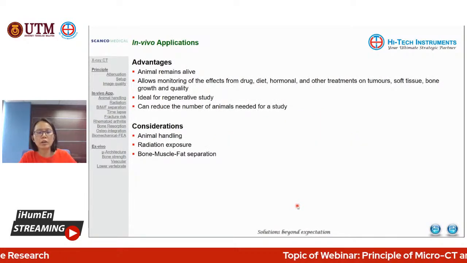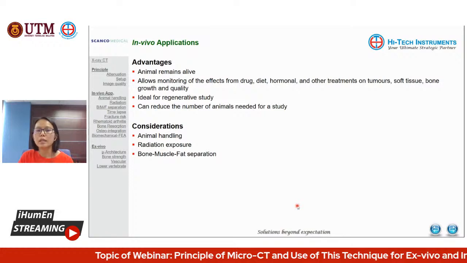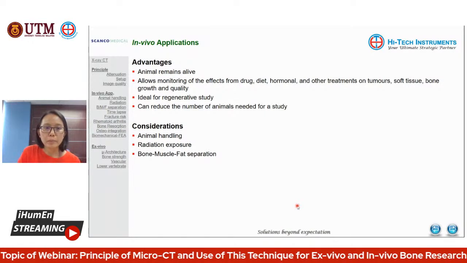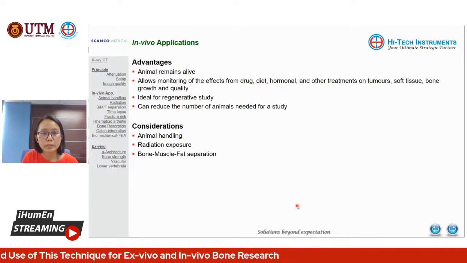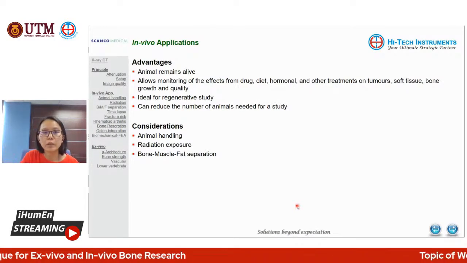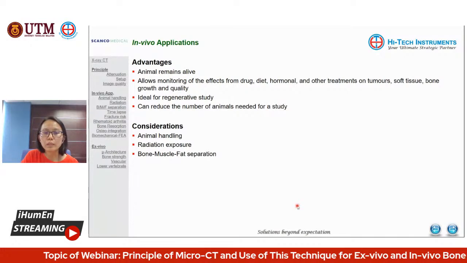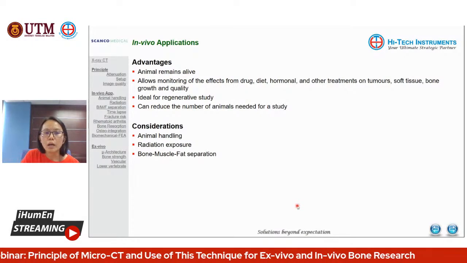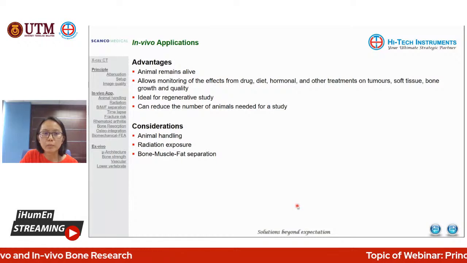So come to the application of in vivo. The advantages of doing in vivo here, of course, the animal will remain alive. It allows a time-lapse monitoring of the effects. Let's say if you're looking at treatments of the drug or different diet or different hormones, whether it's on the tumor, the soft tissue, or the bone growth, or the regeneration, it will be a great method to use MicroCT on their in vivo animals.